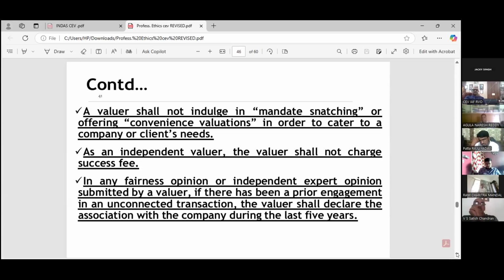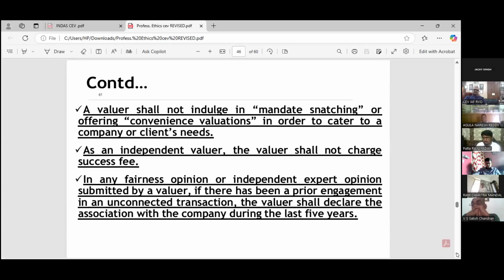In any fairness opinion or independent expert opinion submitted by a valuer, if you have a prior engagement in an unconnected transaction, then the valuer has to declare the association. You have to declare the association during the last 5 years. If in the last 5 years there is no relation with that company, then only you can receive the assignment. Otherwise, you can't receive the assignment, and if you receive it, you are overriding professional ethics.